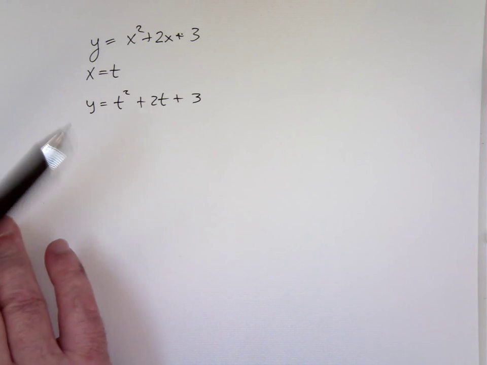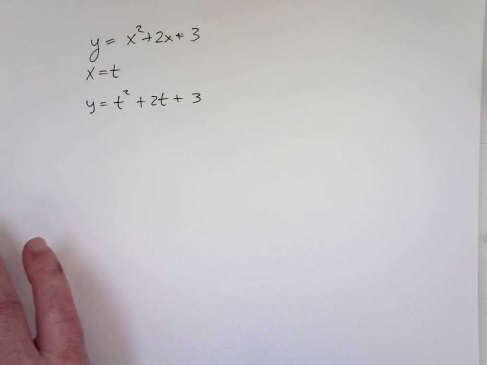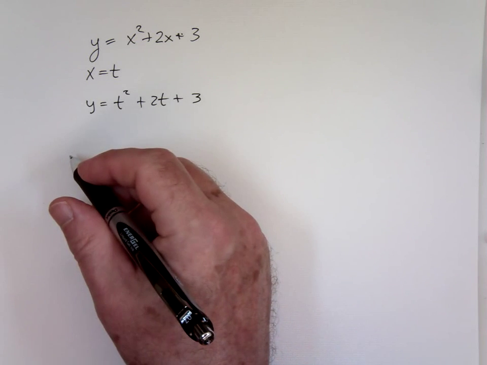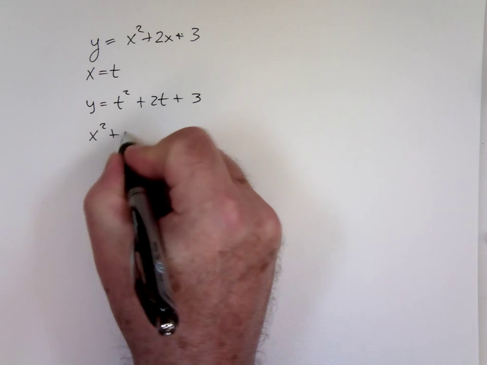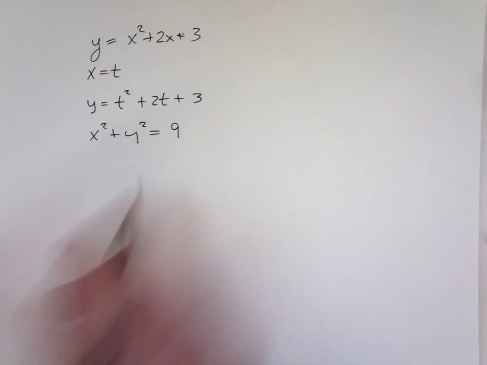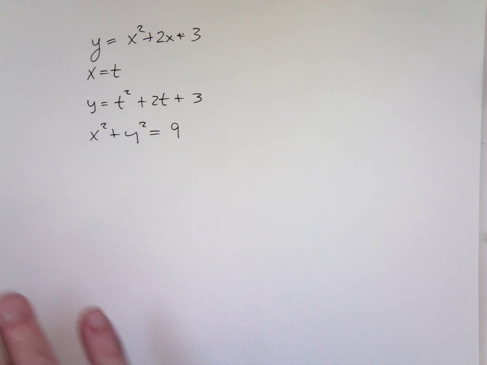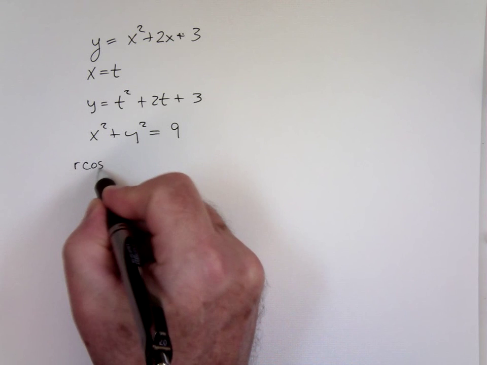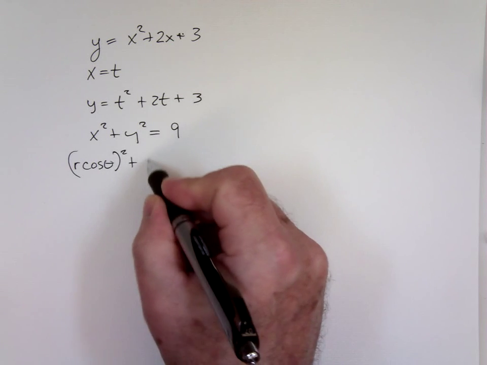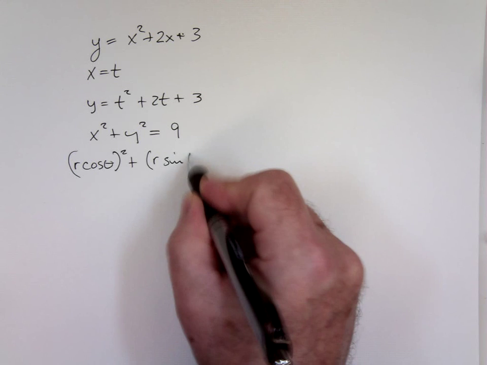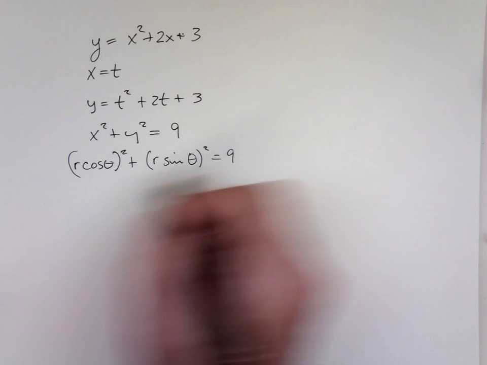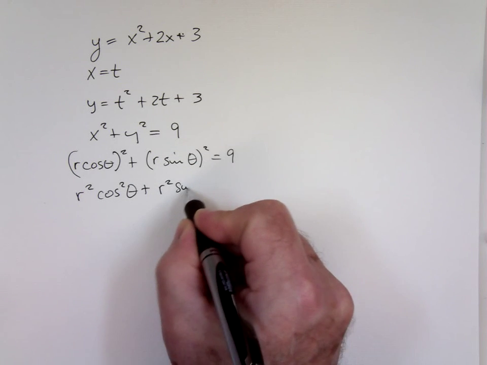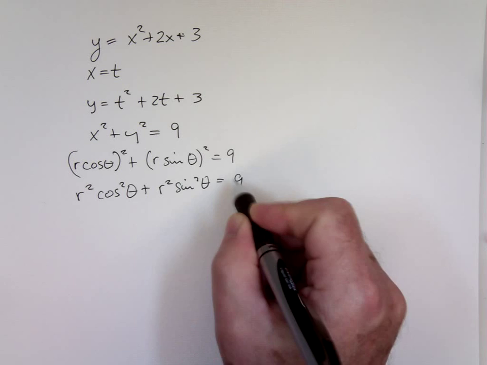What about rectangular to polar? Let's do it. x squared plus y squared equals 9. This is in rectangular form. How do you go to polar form? Well, x is equal to r cosine theta, very nice. y is equal to r sine theta, very nice. So we get r squared cosine squared theta plus r squared sine squared theta equals 9. Factor out an r squared.